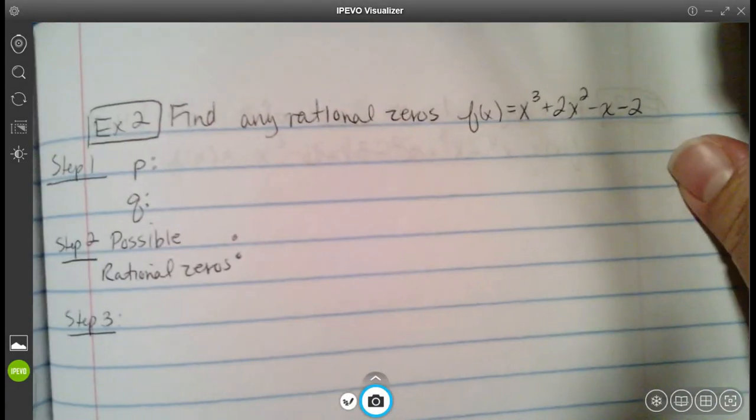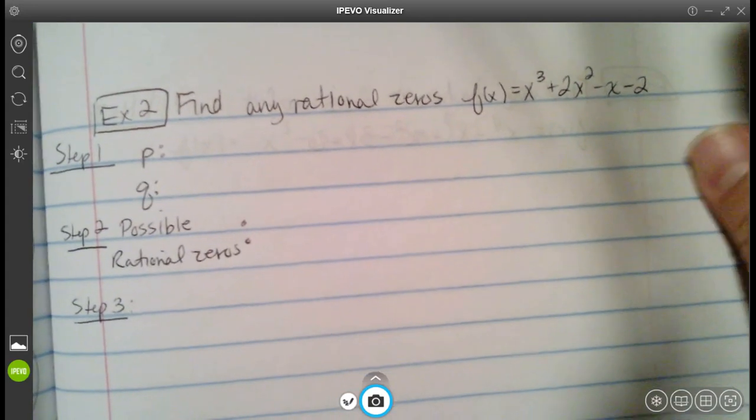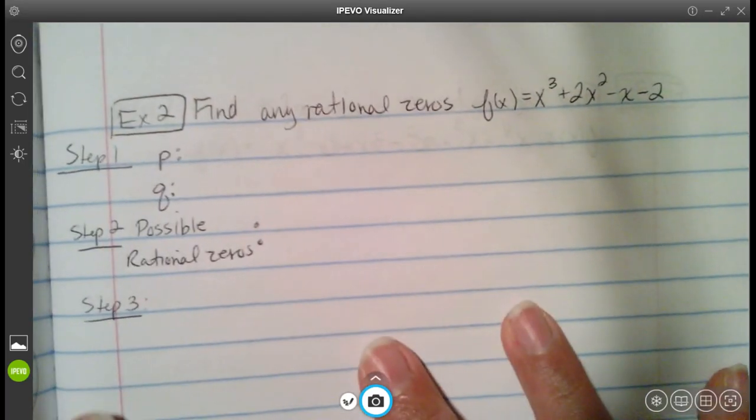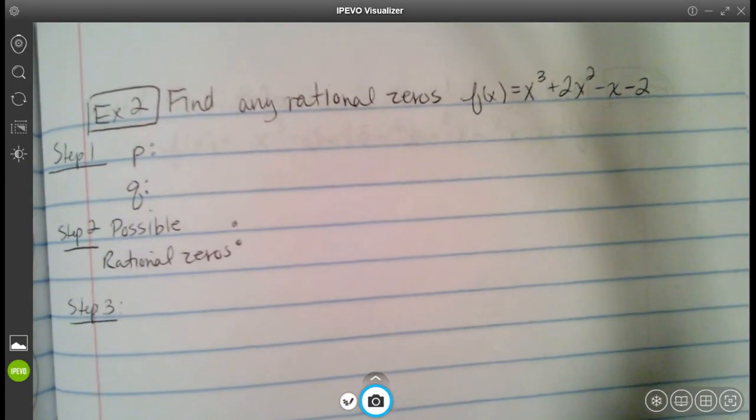There we go. It says find any rational zeros. f of x is equal to x cubed plus 2x squared minus x minus 2. So in this example only, I'm going to outline the steps.